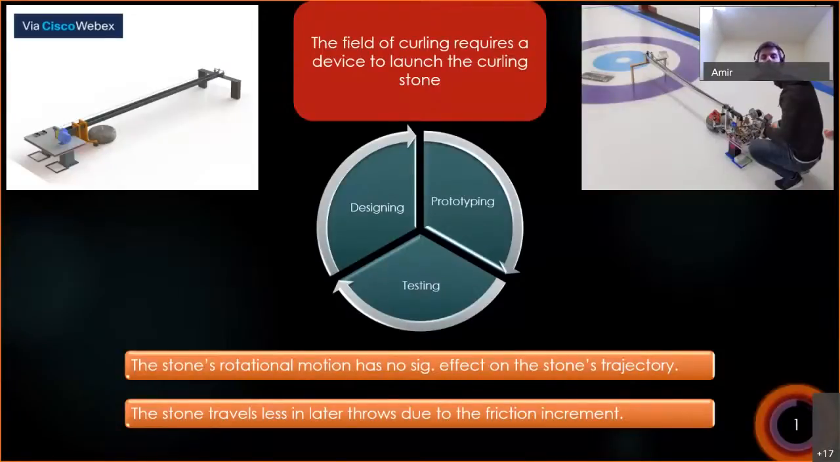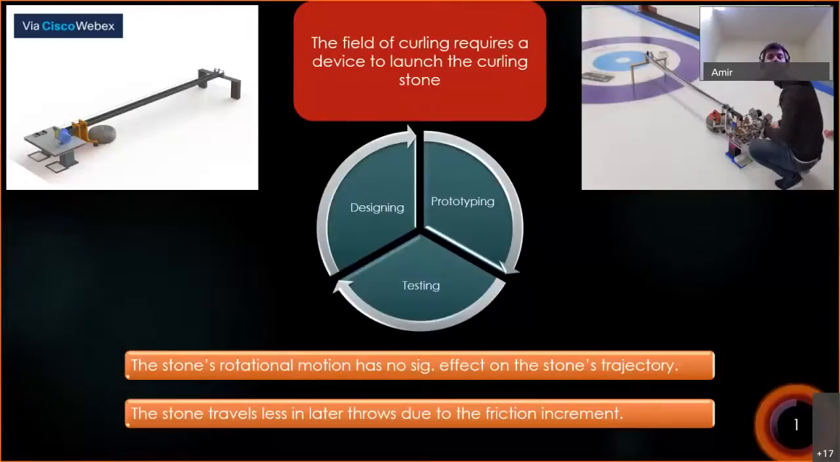If you know curling, the curling stone is famous for its unusual behavior. I say unusual because if you grab a glass of water, spin it and throw it down the table, you will see it will deviate to one side. And its deviation depends on the rotation direction. So, for example, if it's rotating clockwise, it will deviate to the left side.